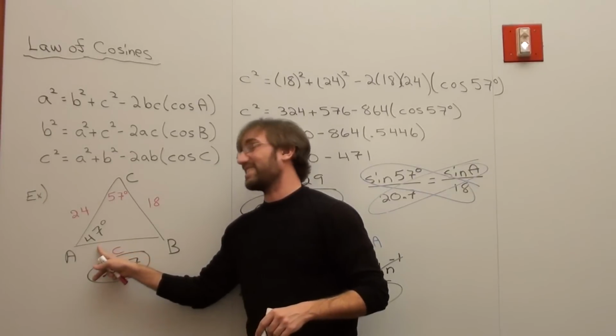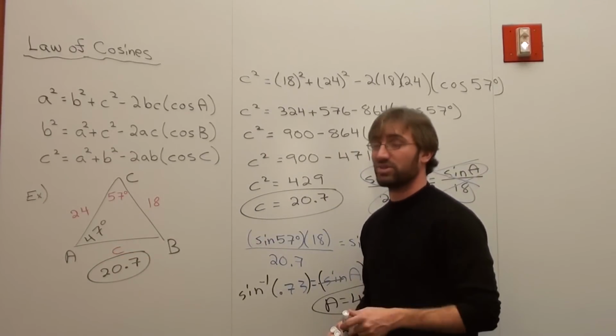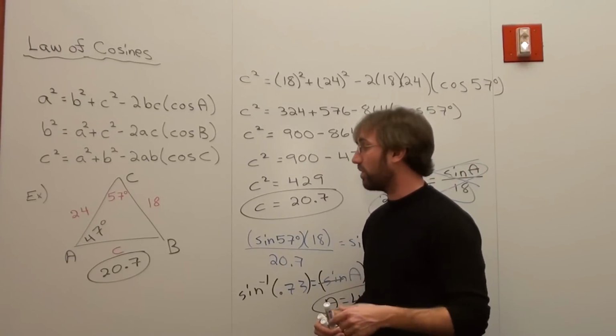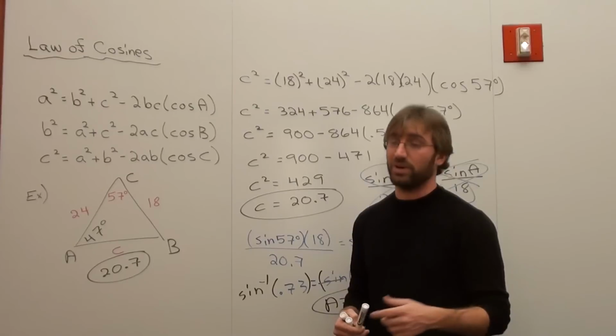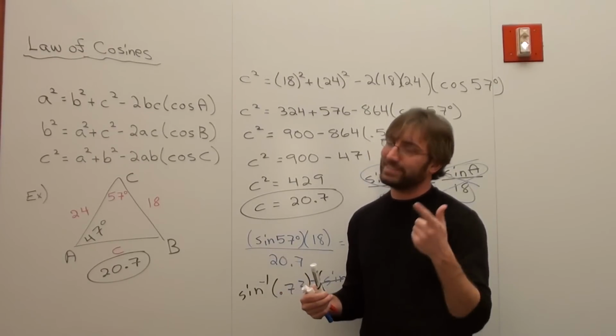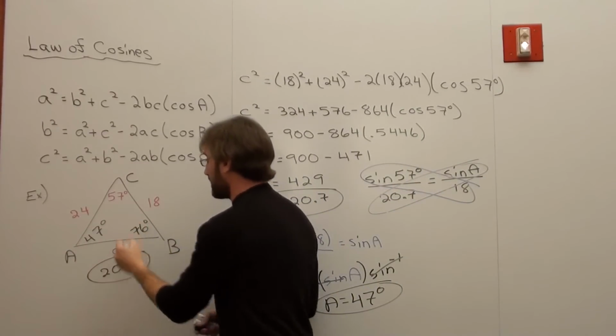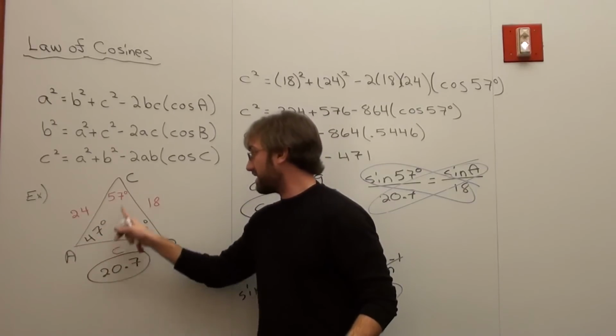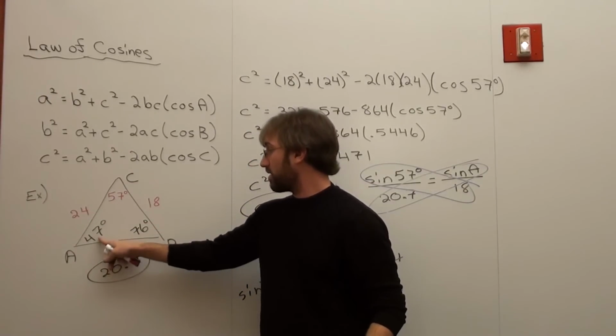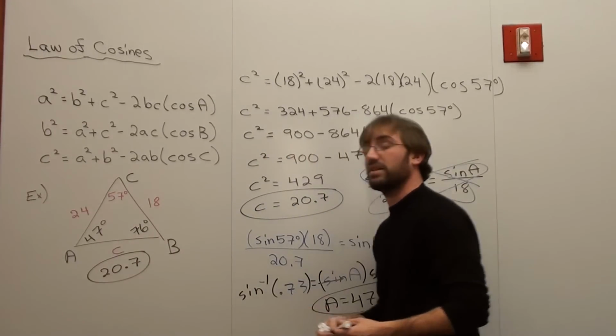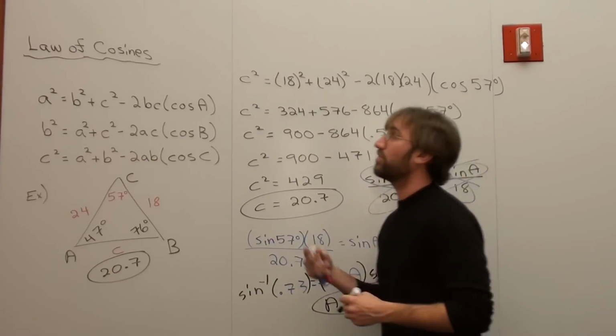57 plus 47 is 104. 180 minus 104 is 76. So my B is 76. Does that make sense? Does the biggest angle go with the biggest side, second biggest angle with second biggest side, third biggest angle with third biggest side? Yes, it does, fortunately. So that's an example of using the law of cosines.